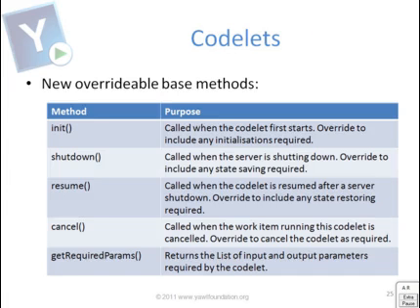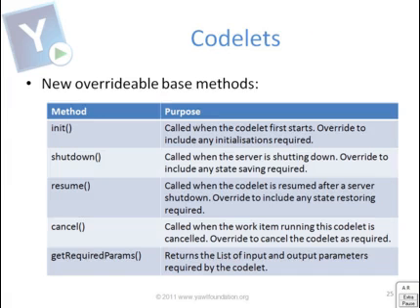And these are those methods, which all can be overridden or ignored as the case may be. There is an init method when the codelet first starts, and it can be used to do any initialization tasks. Whenever the engine shuts down or the resource service shuts down, it will generate a shutdown event. It will call any shutdown methods in any of the codelets, and you can do anything you need to do to gracefully shut down your codelet.